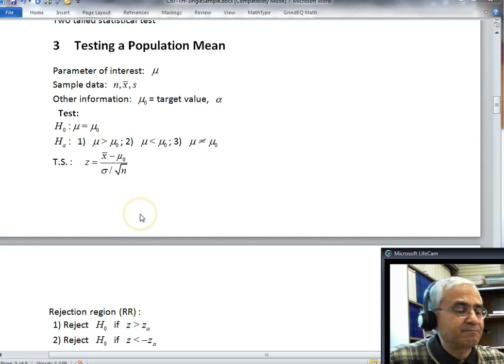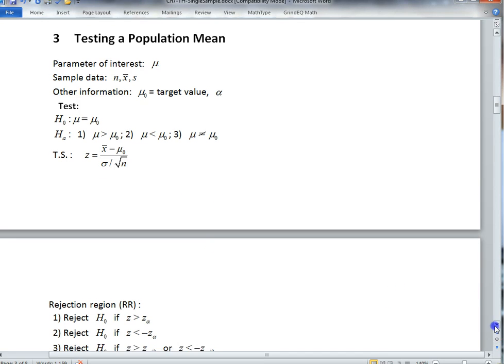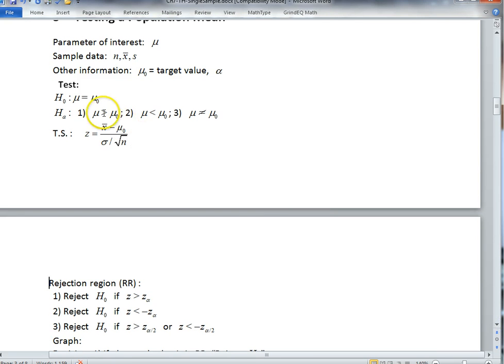And then I have a rejection region. I'm going to create a rejection region. If this is my test, the first one, my rejection region would be: reject H0 if z is larger than z alpha. And that's the critical value I want to compute. We know how to get those. We did them in the previous chapter.